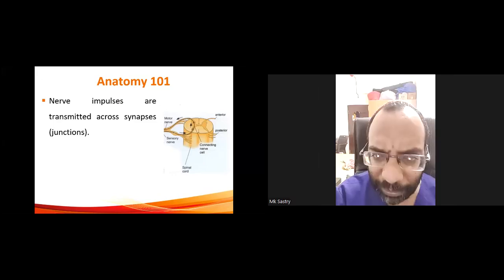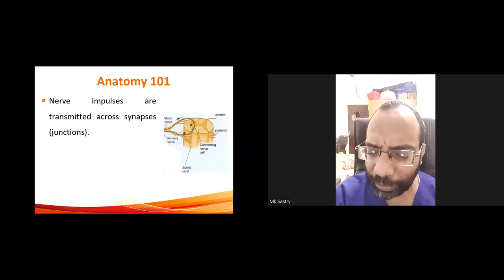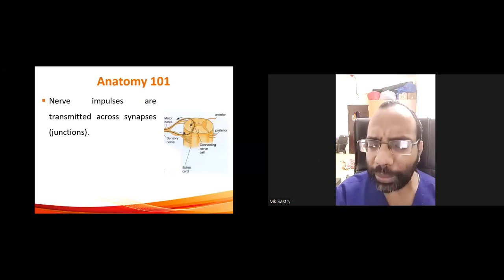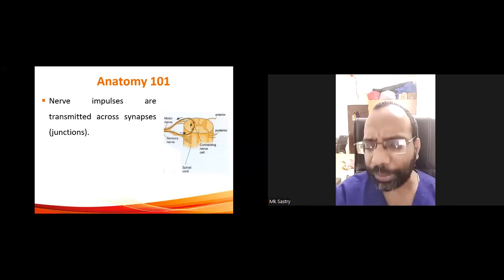Now impulses are transmitted across synapses. They are called junctions. This is called membrane potential. Membrane potential creates what? Action potential. Yes, because of action potential, it is between the synapse, the gap between the two neural cells. So, when transmitted from one neural cell to the other cells, through the neurovesicles, it becomes action potential.